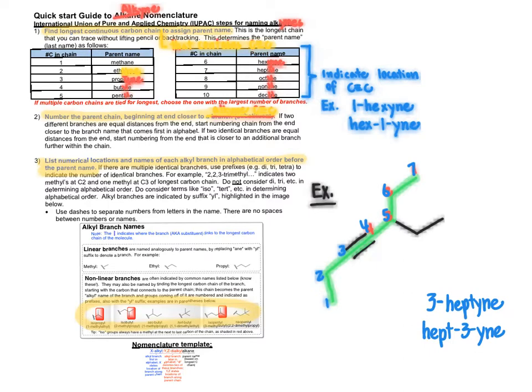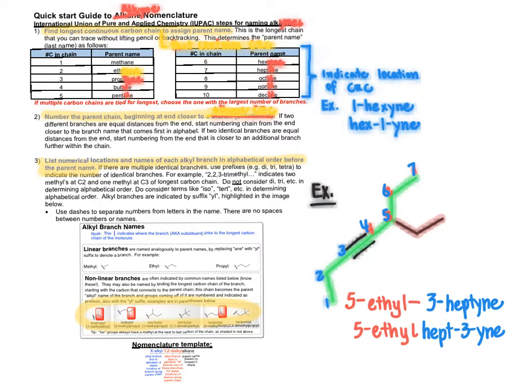Now what we need to do, since we have the parent name in place here, is specify the name of any branches coming off that parent chain. So our parent chain is everything in green. We also have, coming off, this branch in pink. And so we need to specify that in the name of the molecule. It is a 2-carbon chain, so therefore it's referred to as an ethyl group. And so we'll go ahead and fill in ethyl. The ethyl group comes off at carbon 5, so we call this 5-ethyl-3-heptyne. Or alternatively, and just as good, 5-ethyl-hept-3-yne as the IUPAC name for this.